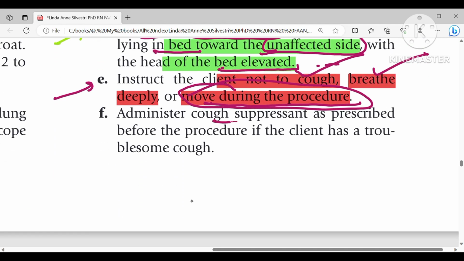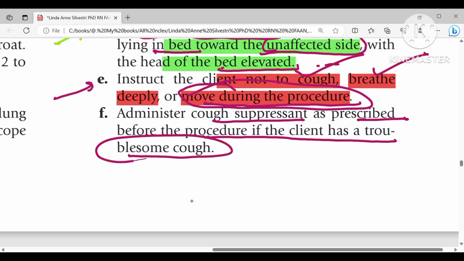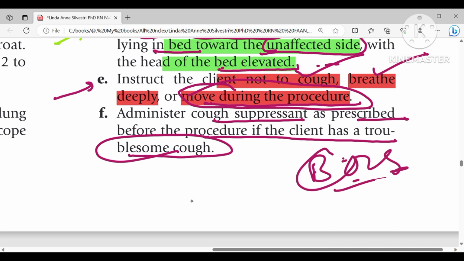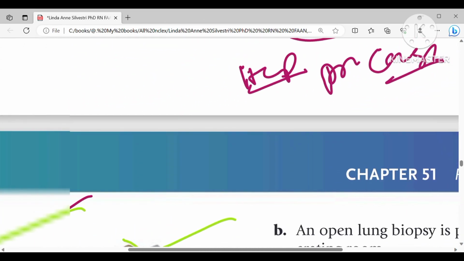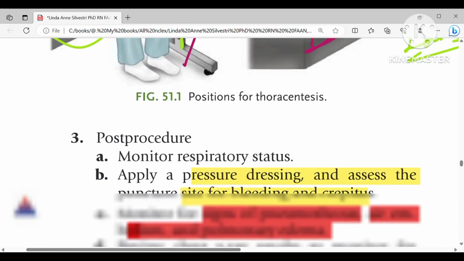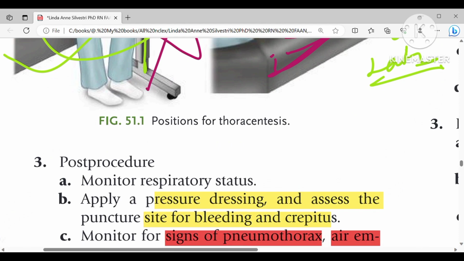Next one is administer cough suppressant as prescribed before the procedure if the client has a troublesome cough. If the patient is having a cough, the healthcare provider will prescribe the cough suppressant, so we should give that cough suppressant before the procedure. That is the last pre-procedure step.